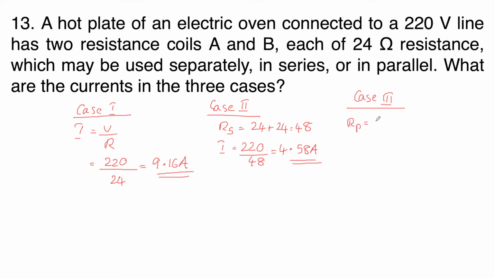Okay. In case 3, the resistance that is in parallel. So Rp, 1 by R is equal to 1 by 24 plus 1 by 24. That is equal to 2 by 24. Then R is equal to 24 by 2. And it is 12. Then I is equal to V by R, that means 220 by 12, it is 18.3 ampere. Okay, so these are the different currents in different three cases.